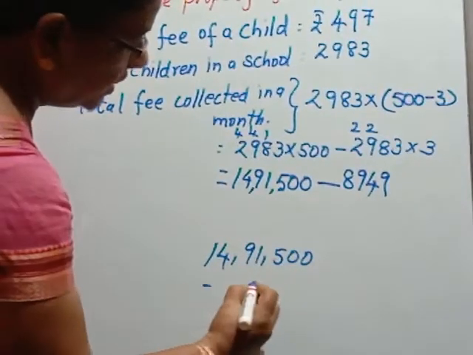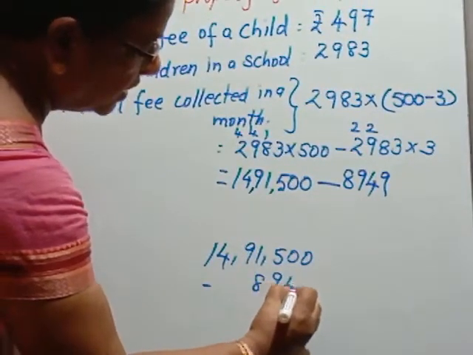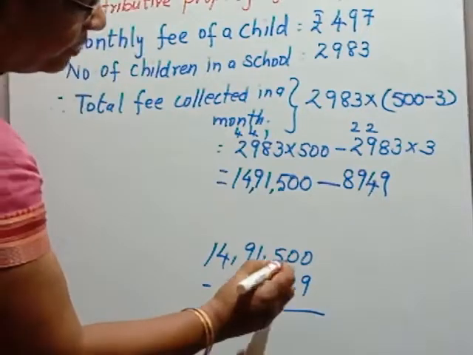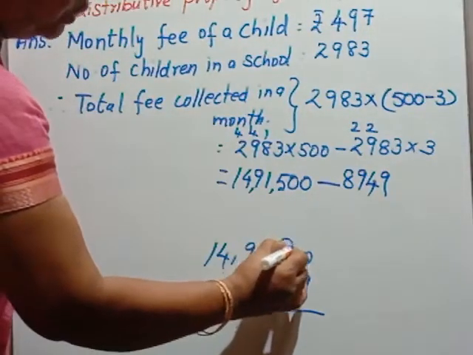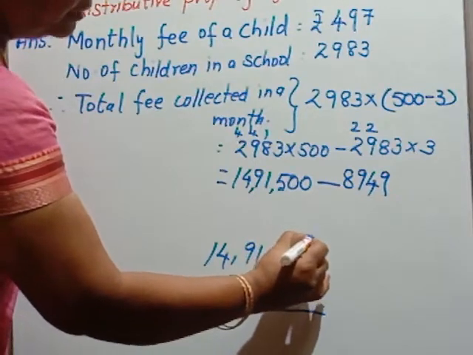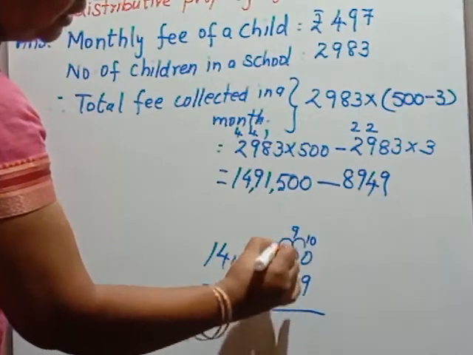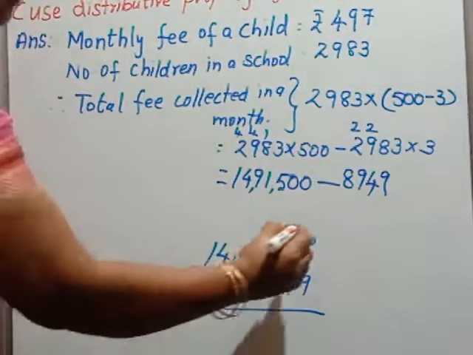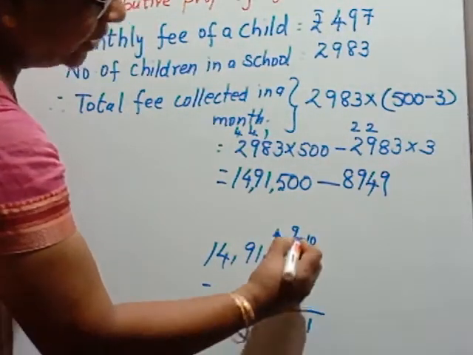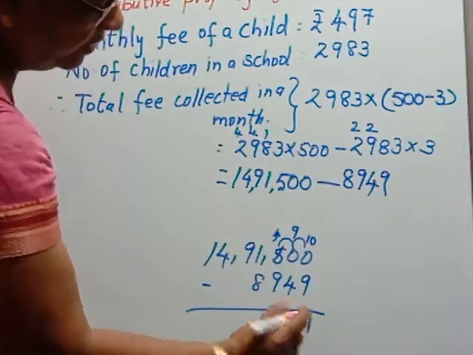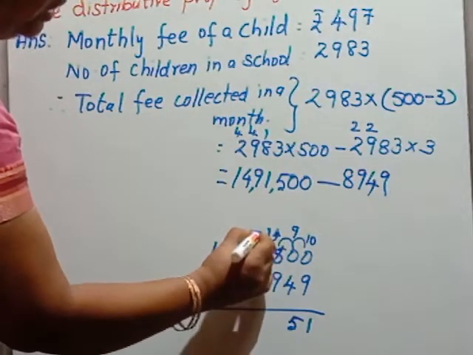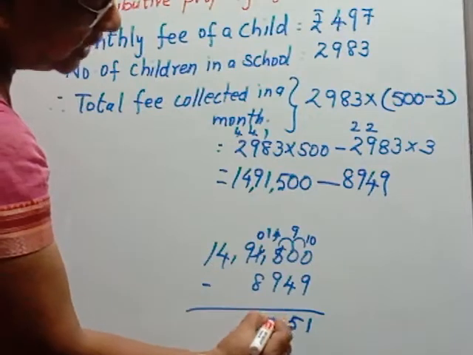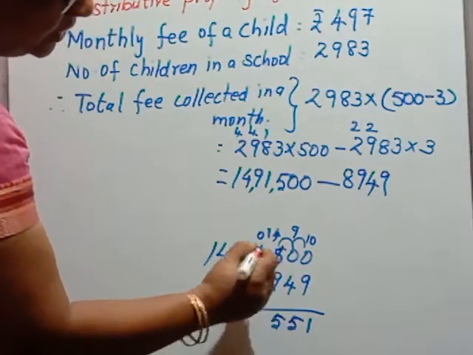14,91,500 minus 8,949. Here zeros are there. We can't subtract. So we are borrowing from here. From here it will become 10. It will become 9. It will become 4. 10 minus 9, 1. 9 minus 4, 5. Can we subtract 9 from 4? Not possible. So we are borrowing 1. 14 minus 9, 5.